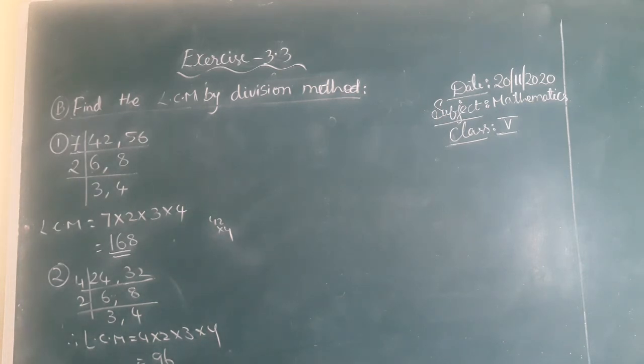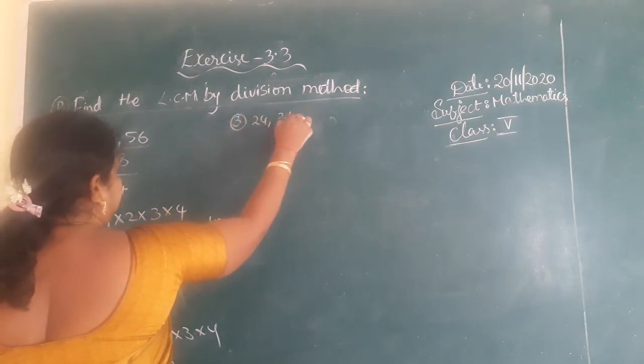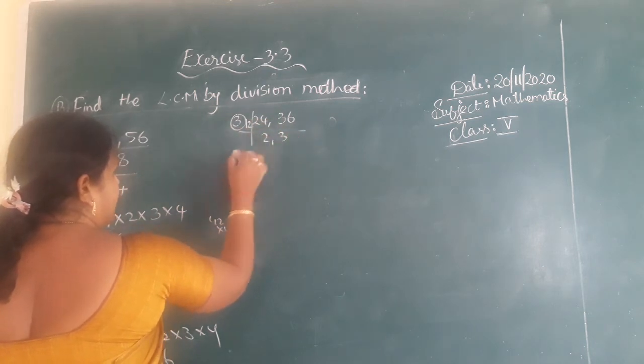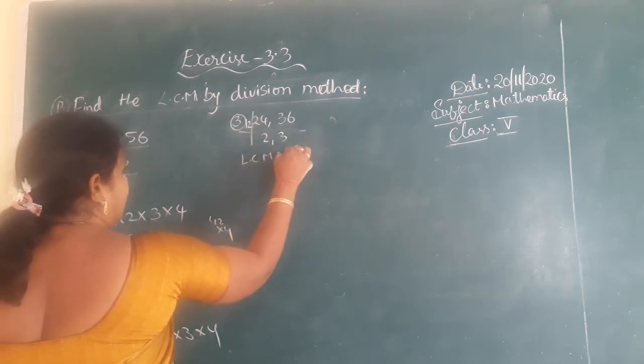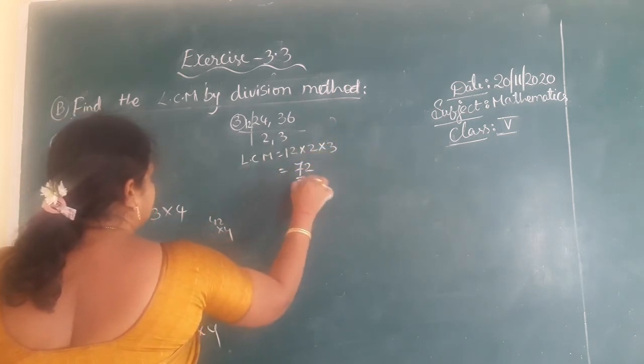See the next one, 24, 36. In 12 table you can see 12 2s and 12 3s. So LCM equal to 12 into 2 into 3. 12 6s are 72. 72 is the LCM.